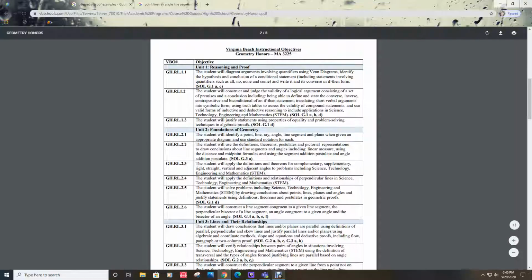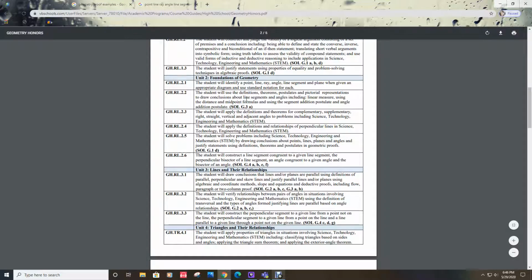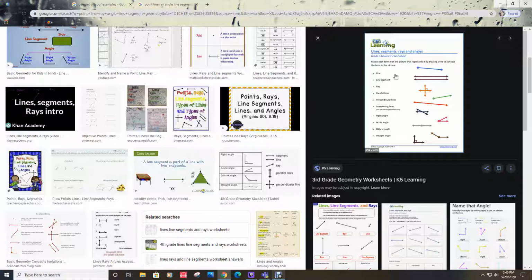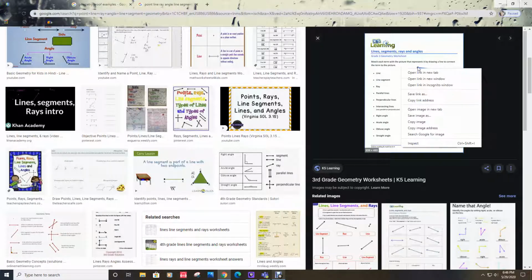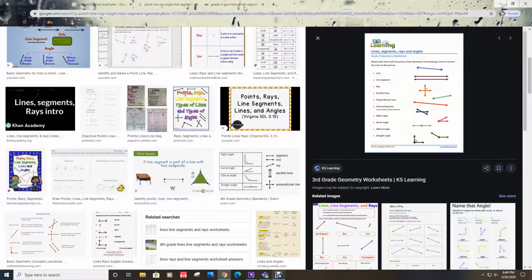And then Unit 2 says Foundations of Geometry. So, I mean, that one's going to go really quickly, talking about just what the different things are in geometry here, like lines, segments, and rays and angles here, where you've got, of course, it's so small.